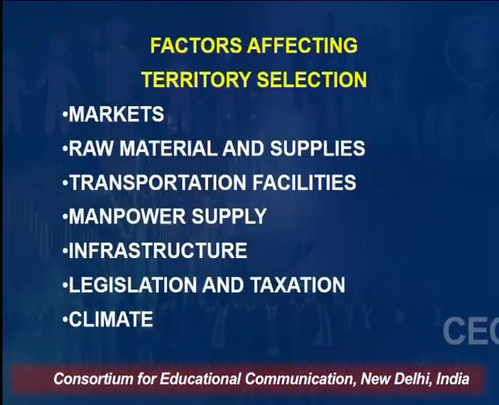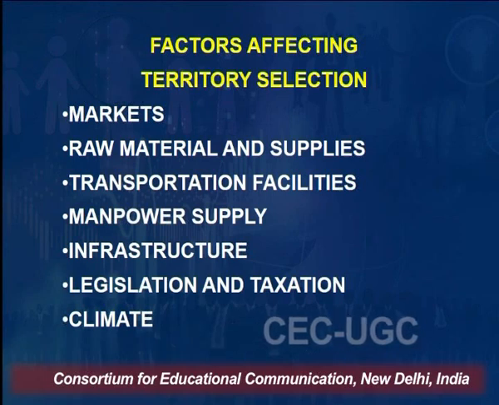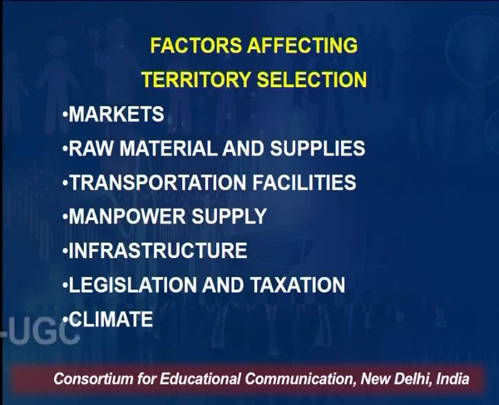So what are the factors which affect the territory selection? Number one, markets, raw material and supplies, transportation facilities, manpower supply, infrastructure, legislation and taxation, climate. So why will you select a particular place to set up a departmental store? Because you find that there is a market for it, there are people living over there. So accordingly you have to select your location.